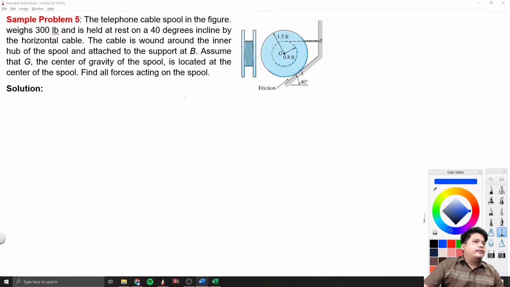Okay, so let's have this problem. The telephone cable spool in the figure weighs 300 pounds and is held at rest on a 40 degrees inclined by horizontal cable. The cable is wound around the inner hub of the spool and attached to support A. To support at P. Sorry. Assume that G, the center of gravity of the spool, is located at the center of the spool. Find all the forces acting on the spool.